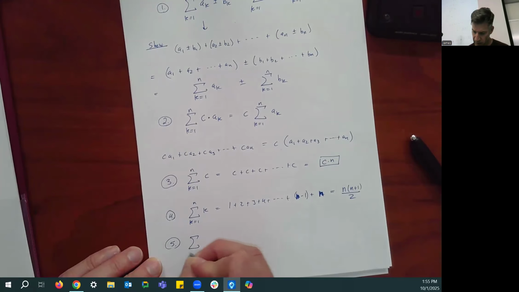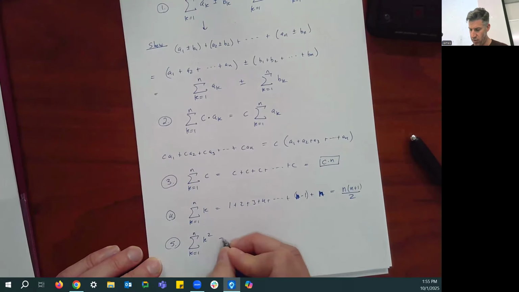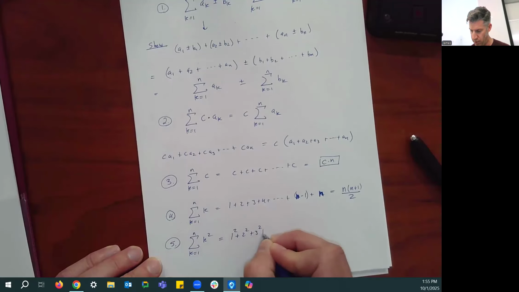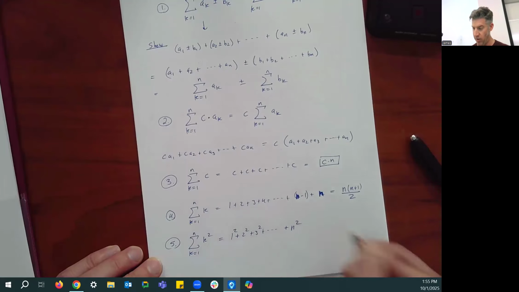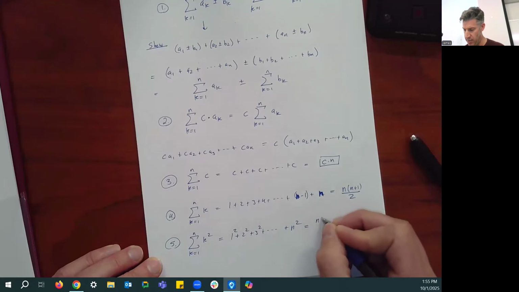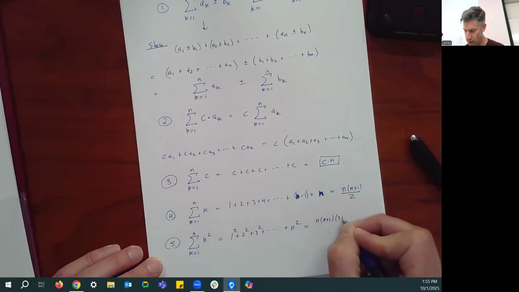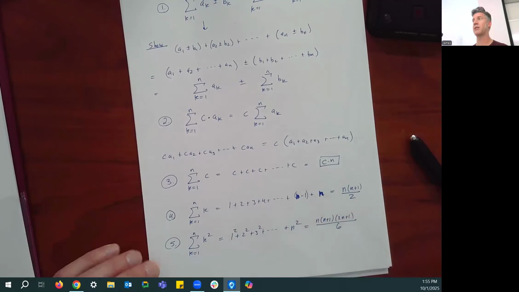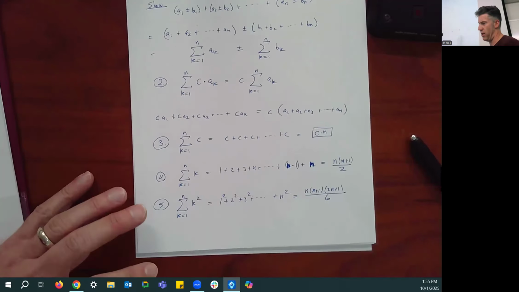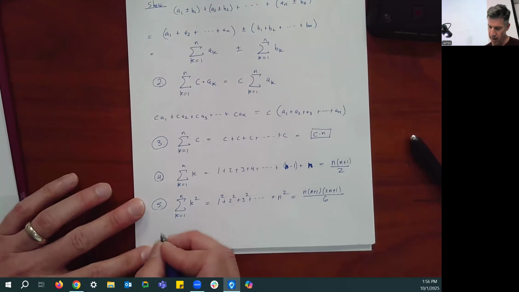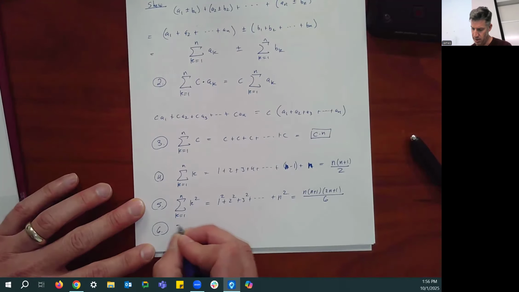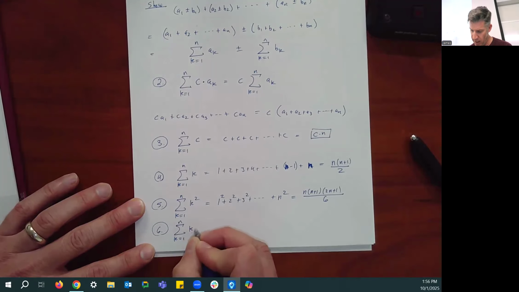The sum from k equals 1 to n of k squared, which is going to be 1 squared plus 2 squared plus 3 squared plus all the way to n squared. It's n times n plus 1 times 2n plus 1 divided by 6. Sorry, it's kind of low. Apologies. And lastly, the sum from k equals 1 to n of k cubed.